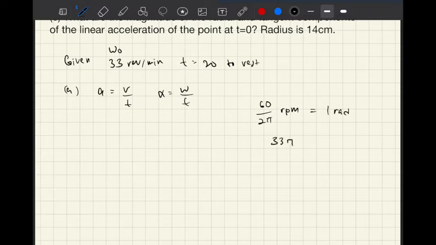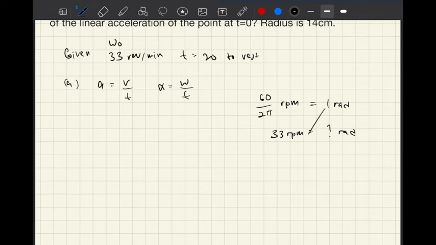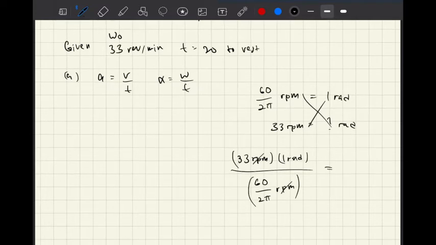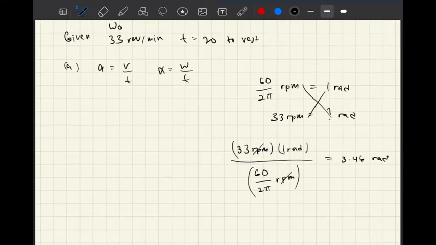So if 33 RPM, how many radians? How do we convert it? Just cross multiply. So 33 RPM times 1 rad over 60 over 2 pi RPM. So it will be 3.46 rad. We just key in the information that we know.